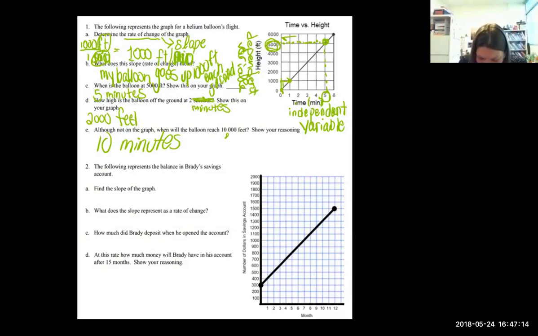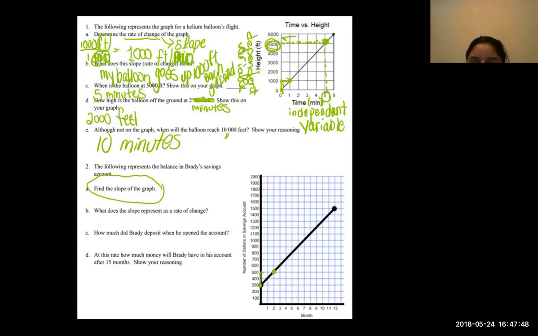This graph says the following represents the balance in Brady's savings account. First thing they ask us to do is find the slope of the graph. Once again, finding my slope is going to be pretty simple, but I'm not starting at 0, 0 here, so I really am going to have to think about how much I'm going up. So I think I'll go from here to here. Are you cool with that? So if I go from here and I go up, how much up did I just go if I went from 300 to 500?